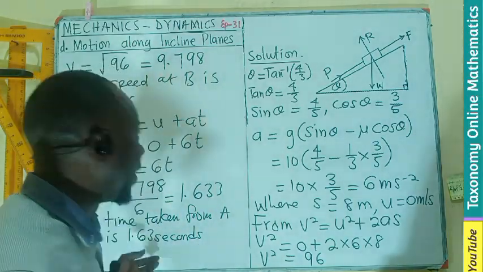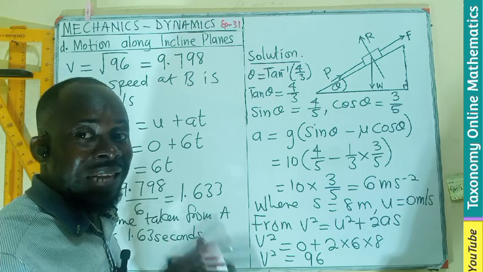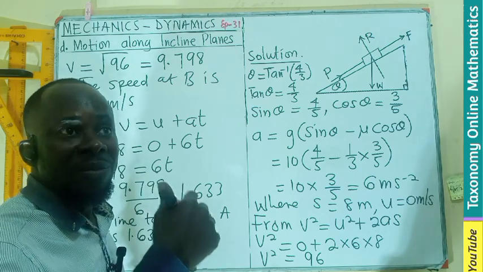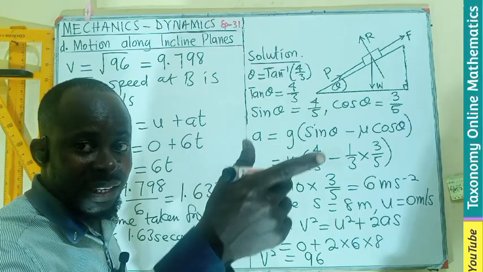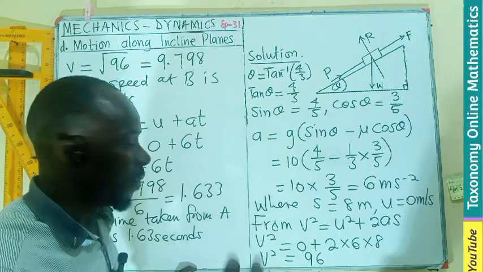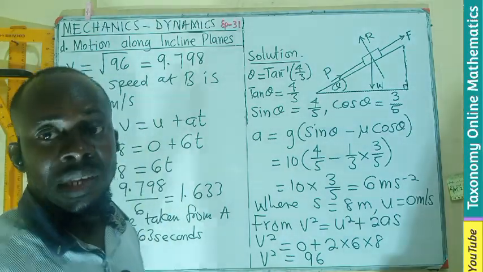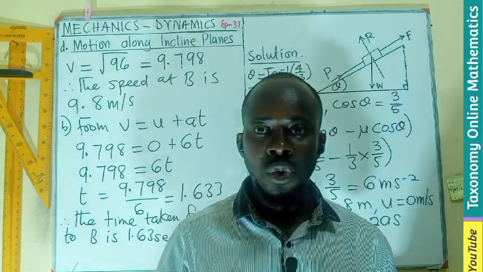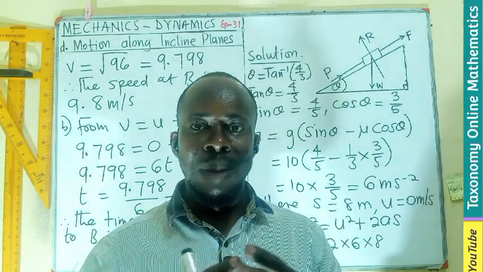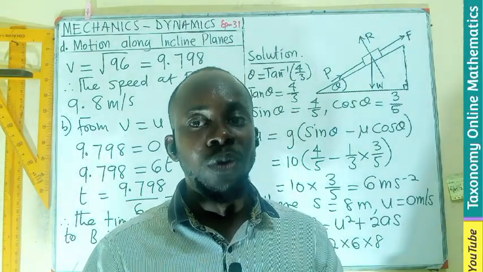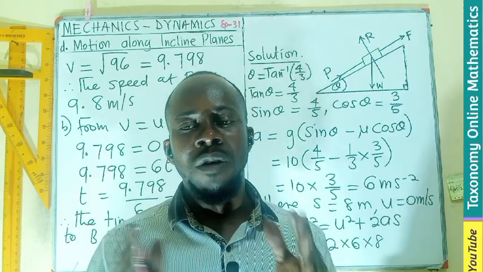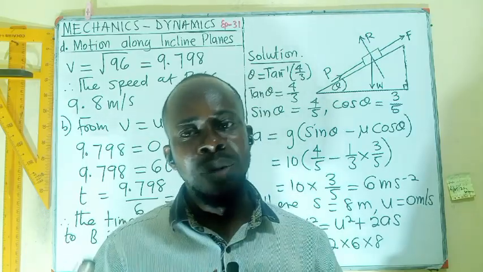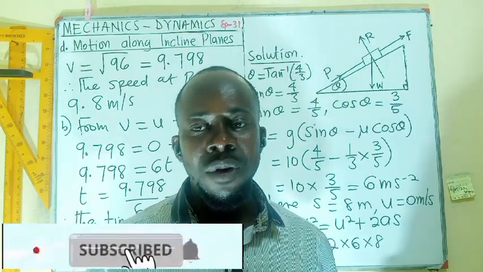We can also use a different approach, as in the distance equals the average velocity times time, half of (v plus u) times time. You still come back to 1.63. I believe you get the concept. So if the premise of this is based on episode 24, go in there and understand the movement of bodies down the plane or up the plane using the force of gravity.